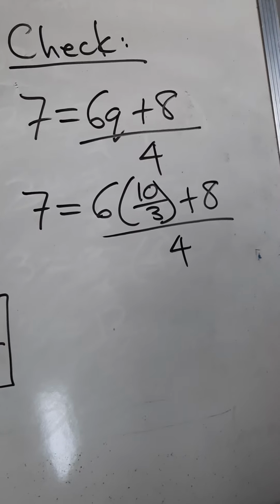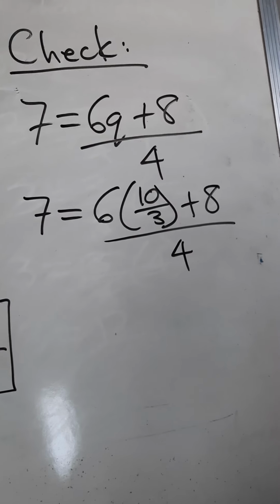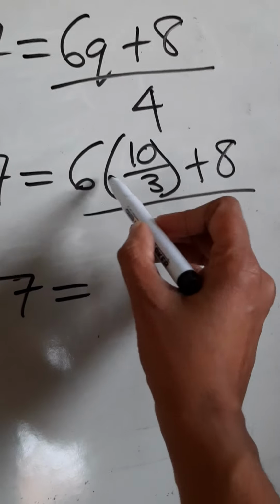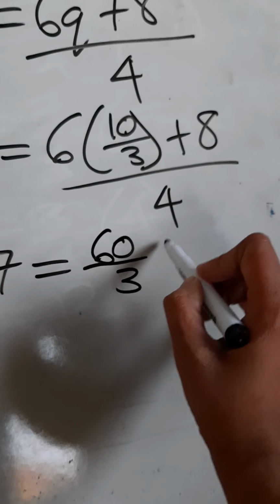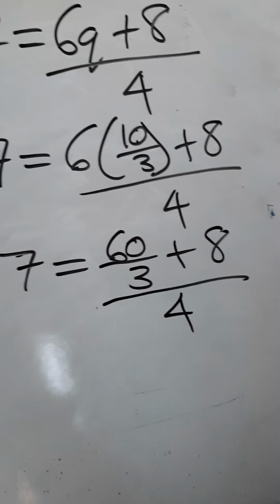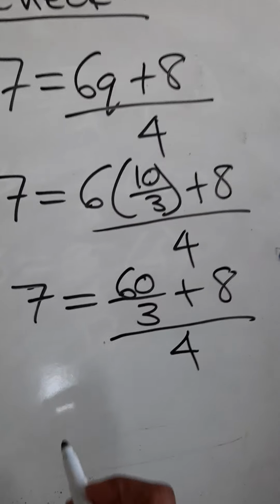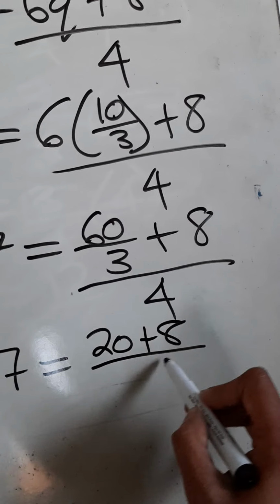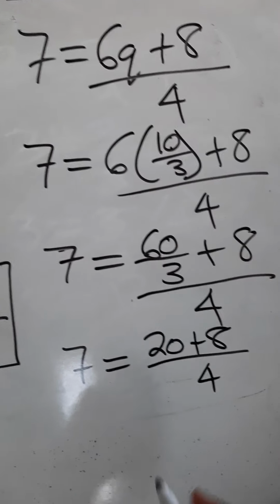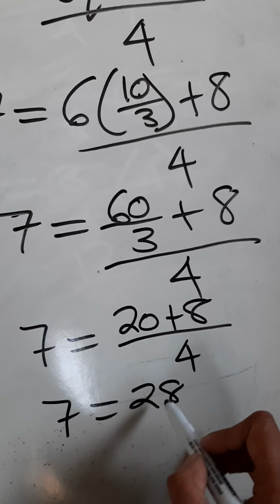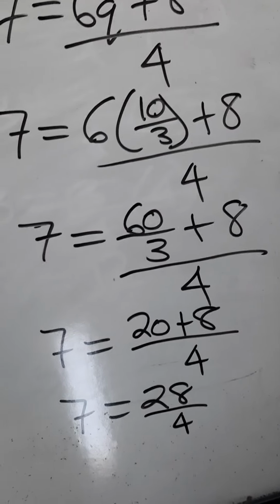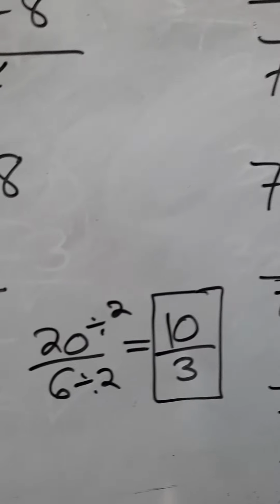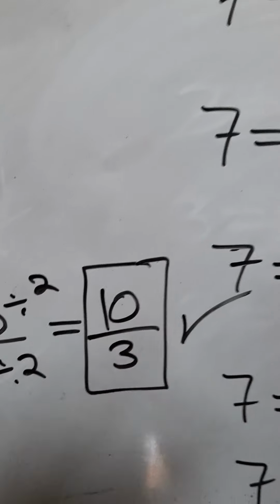So one more time, make sure you are just multiplying the numerators first, and then you're going to divide by the denominator. So let's write it out. 7 equals 6 times 10, so 60 over 3 plus 8 divided by 4. And then we're going to do 60 divided by 3, so 20 plus 8 divided by 4. And I can see this is just equal to 28 divided by 4, and we can see that equals 7. So 7 equals 7, and therefore my 10 over 3 is my final answer.